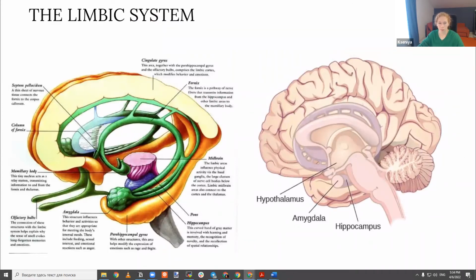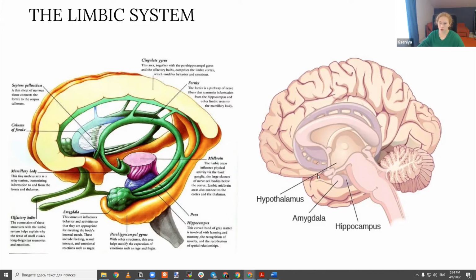The limbic system is involved in mediating emotional response and memory, and it's made up of a number of different structures. Some of the most important ones are the amygdala, which is involved in our experience of emotion and in processing fear. The hippocampus, shown here, is a structure associated with learning and memory, and in particular spatial memory.